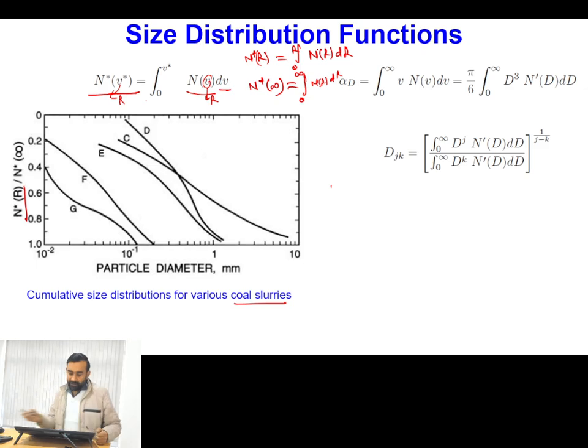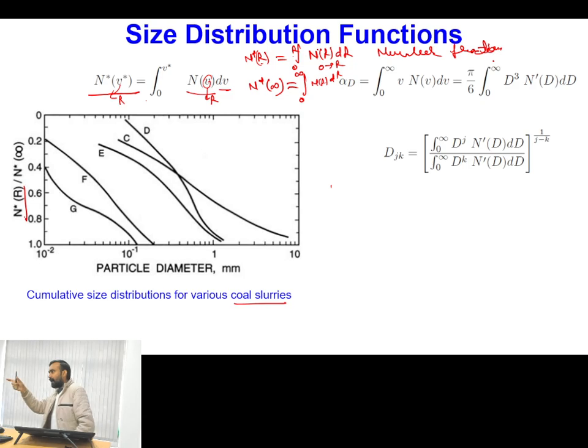Okay, and when you fix this to some value of R, then it will be taking only the fraction which has sizes from 0 to R. So n star R divided by n star infinity will be representing nothing but the number fraction. Is this point clear? This will be the number fraction. Okay, the number from 0 to R divided by the total number of particles present in the system.